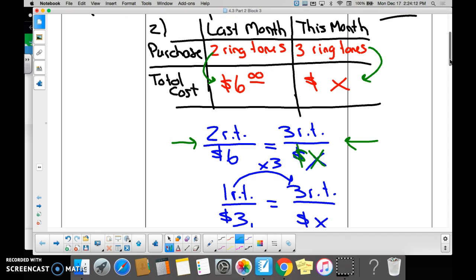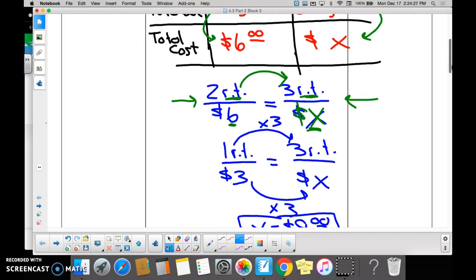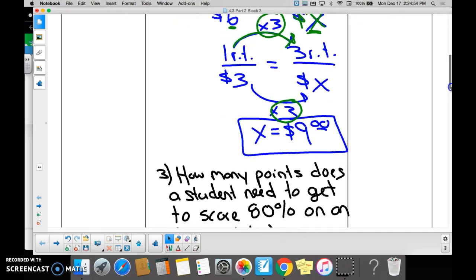Notice how my labels are matching up, Riley. I have ringtones on the top here, and I have ringtones on the top there. I have dollars down here, and I have dollars down there, right? So is it easy to get from 2 ringtones to 3 ringtones? No. So if it's not a friendly number that we're seeing, what do we do? Reduce. Can 2 and 6 reduce? Yeah. So now we have 1 ringtone is $3. Is it easy to get from 1 ringtone now to 3 ringtones? Yes. Because we multiplied by what? 3. If we multiply the top by 3, we multiply the bottom by 3, and our answer is how much? $9. Can we use some more exciting voice?